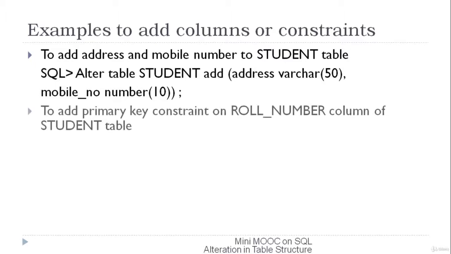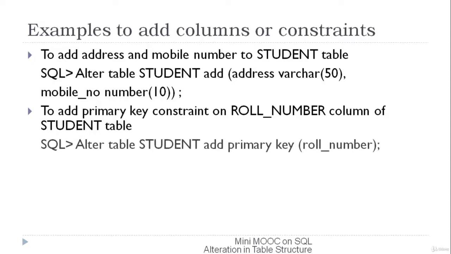Suppose you forget to add primary key constraint on roll number column of student table. We can enforce this constraint on existing student table through this statement. It is alter table student add primary key, and in brackets we have to specify the name of column on which we wish to enforce this constraint. In this case, it is roll number.